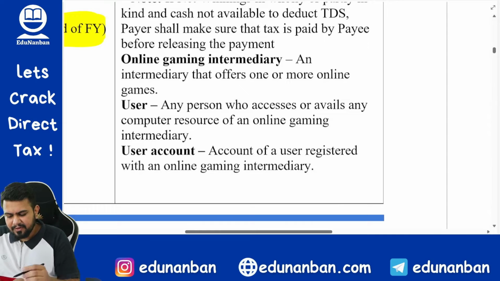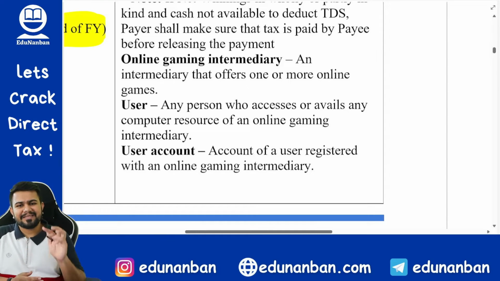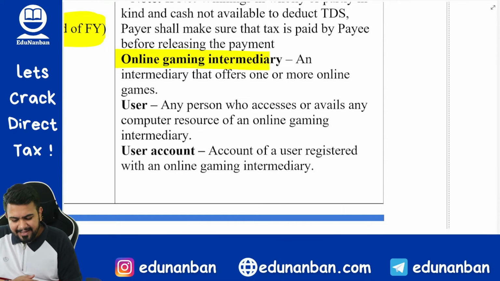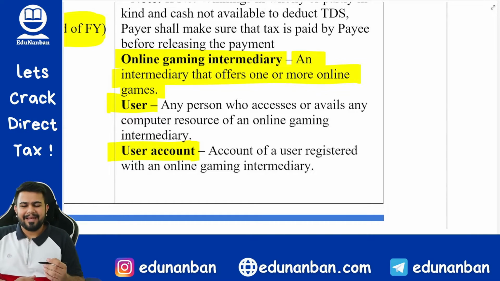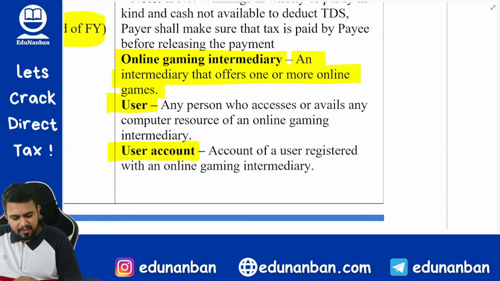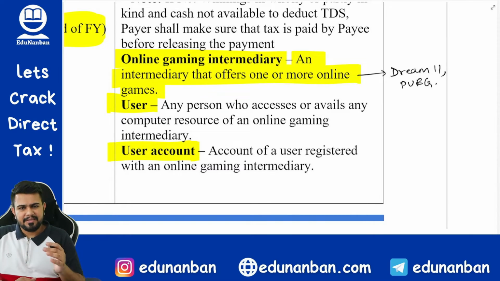Online games, to understand this income, you have to understand three terms. Okay? Online gaming intermediary, user, and user account. Sir, what is an online gaming intermediary? An online gaming intermediary is an intermediary that offers one or more online games. So it is only the portal, or the website or platform, in which a person can go and play the online games. For example, Dream 11, PUBG.